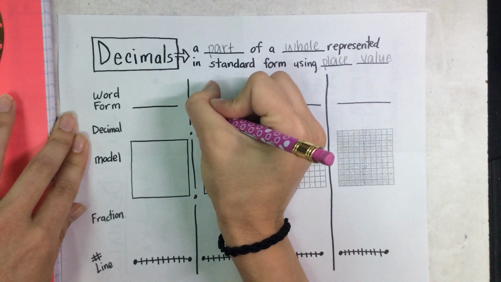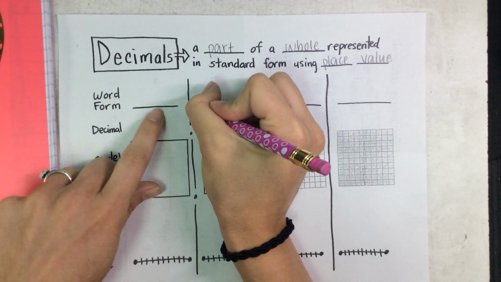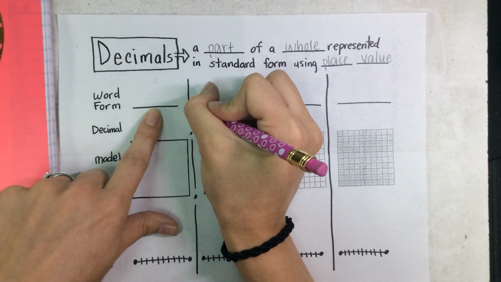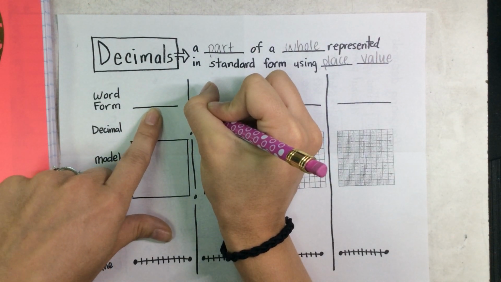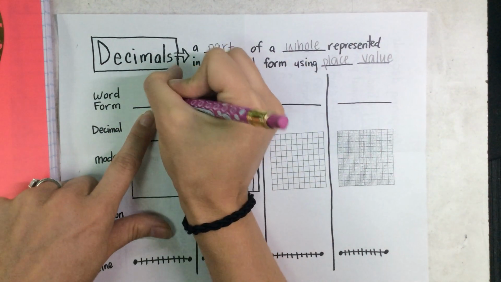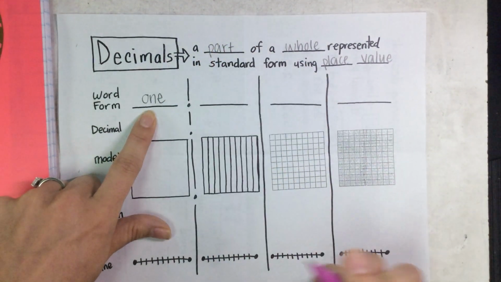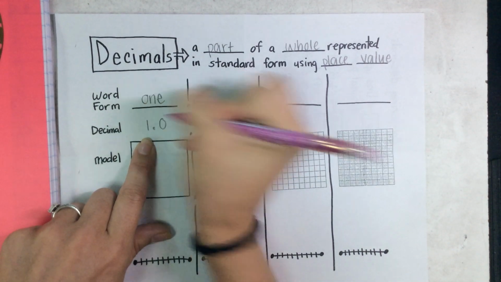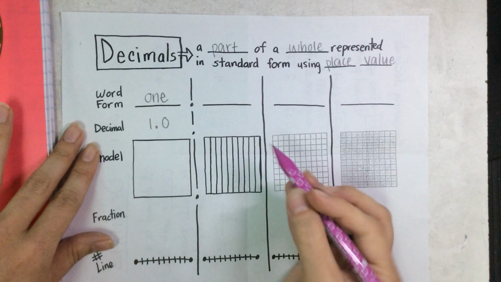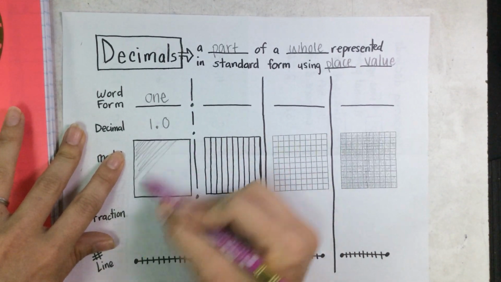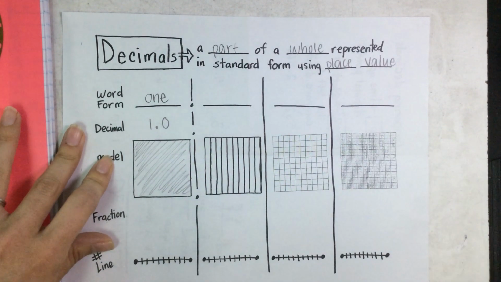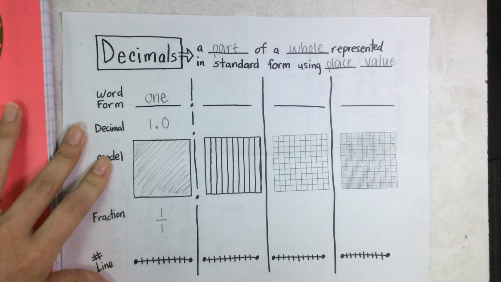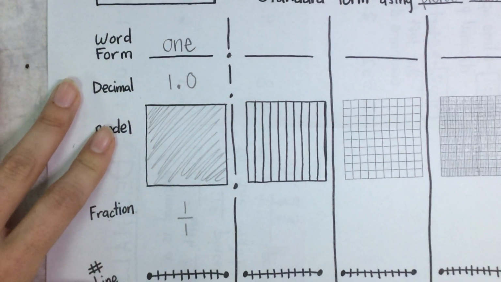Okay, here's our decimal point. To the left of our decimal point, and make sure you're referencing your place value charts, the one above the window and the one in your math notebook, this one is our place value 1. So as a decimal, we write it as 1, decimal point 0. And this is our model for 1, and so you just want to shade this in quickly. Remember, it doesn't have to be perfect. And as a fraction, we write it as 1 over 1.